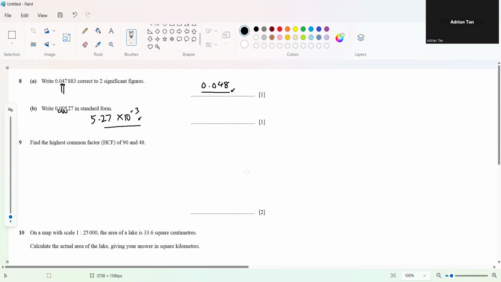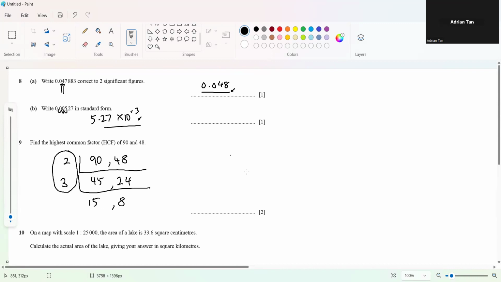Right. So number 9, find the highest common factor of 90 and 48. So we draw the L to help us here. We keep dividing the numbers until they can't divide any further. So it's 45 and 24. These two numbers still can divide by 3. So that's 15 and 8, and then we stop here. So ultimately speaking, your HCF is the numbers multiplied here. So HCF would simply be 2 multiplied by 3, which is 6. So that's the highest common factor of 90 and 48.